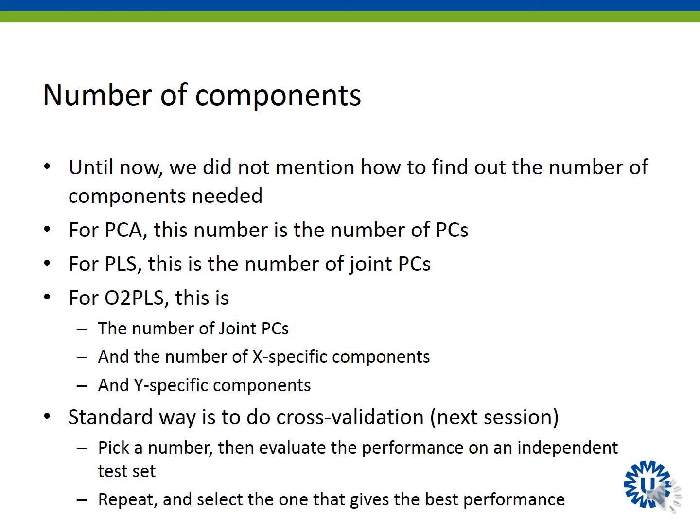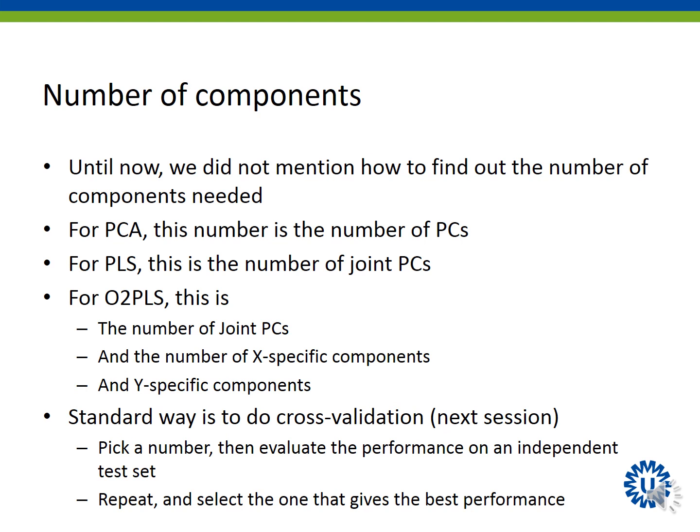One important thing that we didn't mention is how to find the optimal number of components. So how many joint components do we need, and how many specific components do we need? For PCA, this would be just the number of PCs. For PLS, it's the number of joint PCs. And for O2PLS, we have three numbers: the number of joint PCs, the number of X-specific components, and the number of Y-specific components. Well, one way to do this is to do cross-validation. This is actually something that comes in the next session.